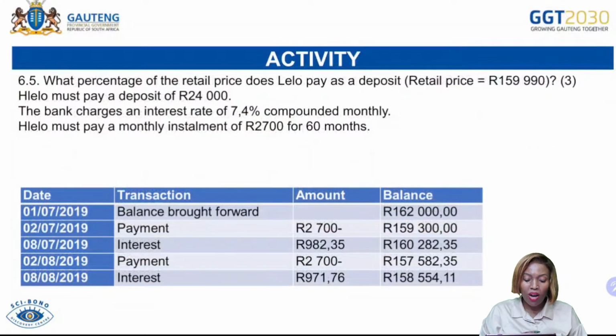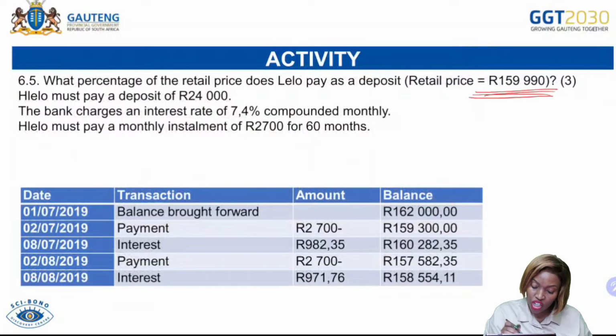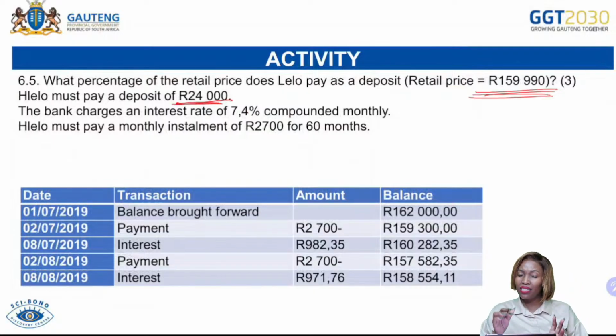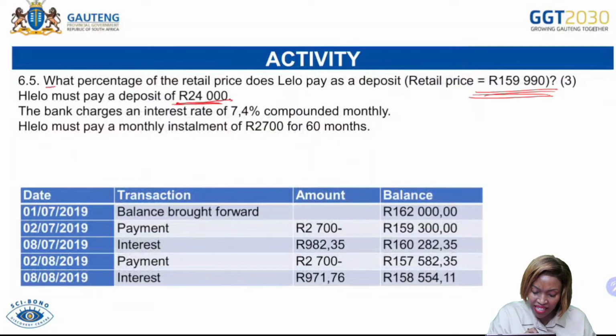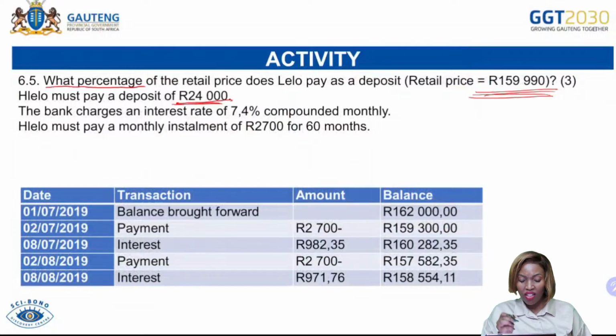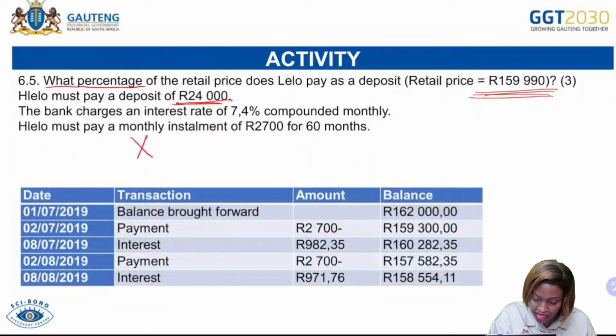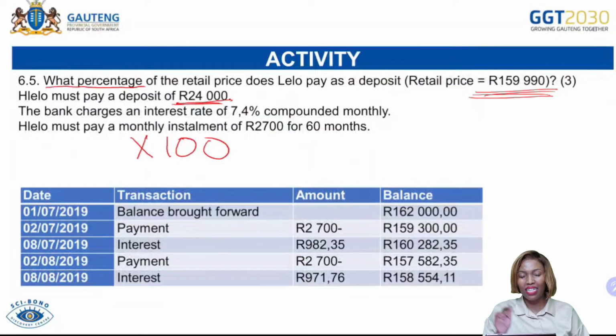6.5. What percentage of the retail price does Lelo pay as a deposit? Remember, what was the retail price? It was 159,900, and she had to pay a deposit of how much? Of 24,000. So they want a percentage. The moment the question says what percentage, then you must know that you have to multiply by 100. That's a keyword. When it says what percentage, you know that I must times by 100.